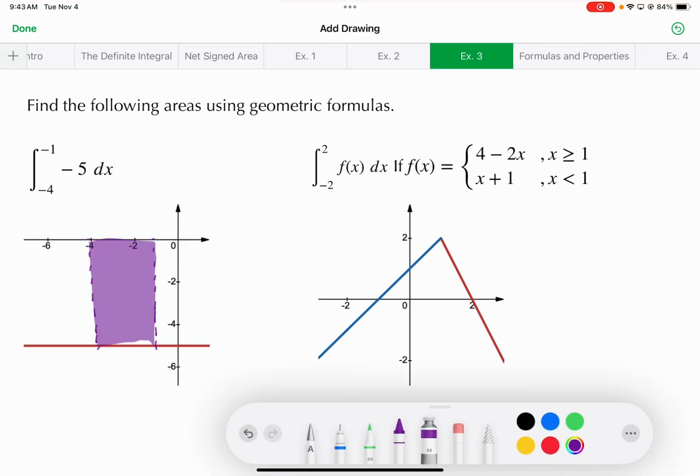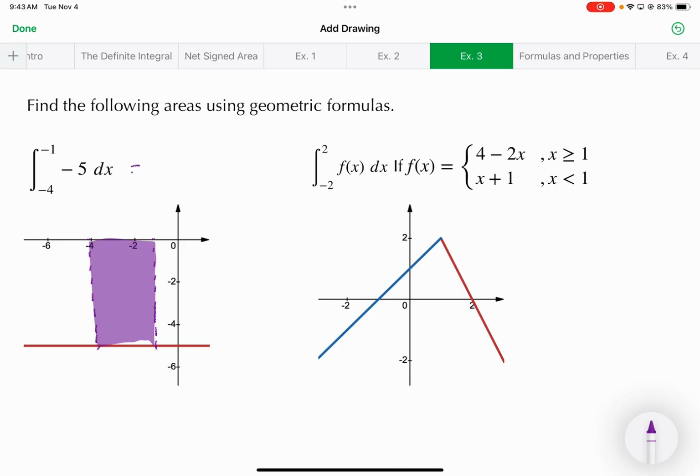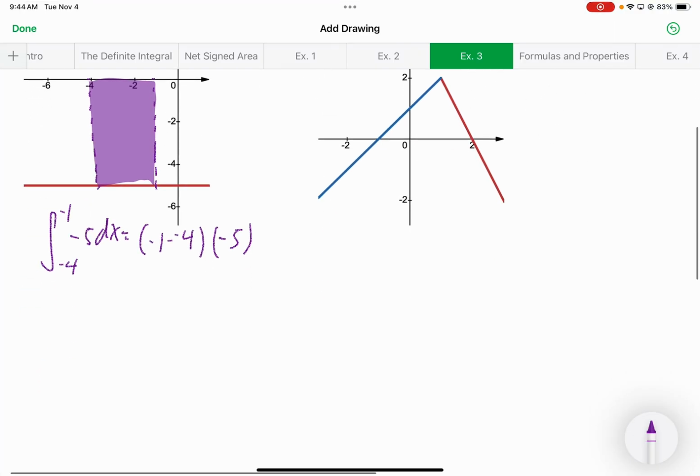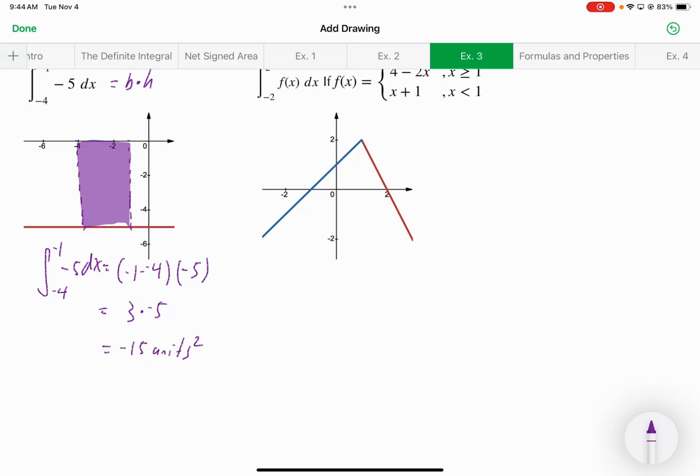Tell me about my area. Base times height, it's just a rectangle. So the integral from -4 to -1 of -5 dx is going to equal... my base is going to be -1 minus -4 times my height of -5. So then I would get 3 times -5, so -15 units squared.